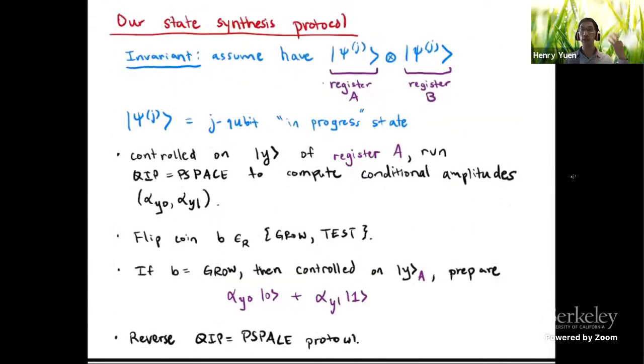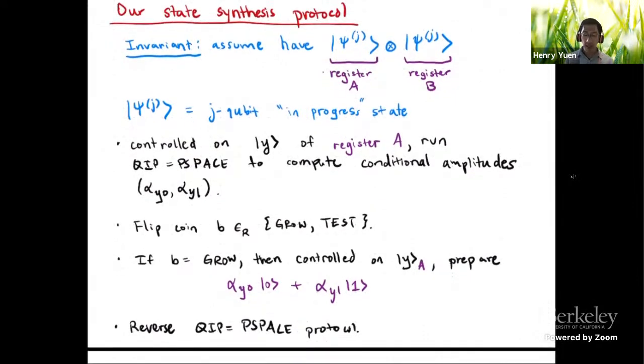If it's a grow round, then it'll do what it did before. It'll run the QIP equals PSPACE protocol to grow this first copy by one qubit. But if it's a test round, then it'll run QIP equals PSPACE, but then it won't actually introduce an extra qubit. It'll just try to perform the reverse. And if the prover is being malicious, then this state could get corrupted. But what the verifier is going to do is perform a swap test between these two copies. We're assuming that this second copy is the true, legitimate valid state, so it can test these two copies. And if the test passes, what the verifier can deduce is that the prover actually didn't do anything fishy in the QIP equals PSPACE portion of the protocol.